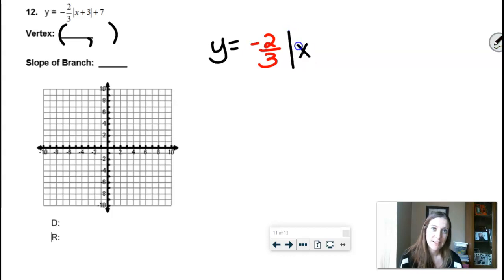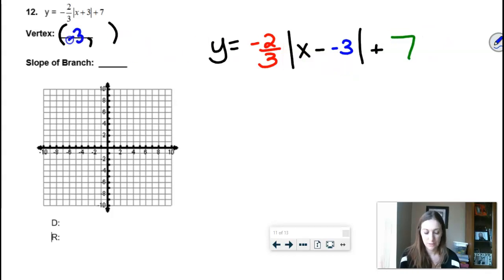Absolute value, we have an x. The formula goes x minus h. So for it to become an x plus 3, that must mean we had a negative 3 right there. And then plus k, which is a 7. All right, here goes. Your vertex is at negative 3, 7. Your slope of your branch this time is a negative 2/3. So the tricksy thing here, instead of going up 2 because it's negative, you're going to travel down 2, but you're still going to go right and left 3.